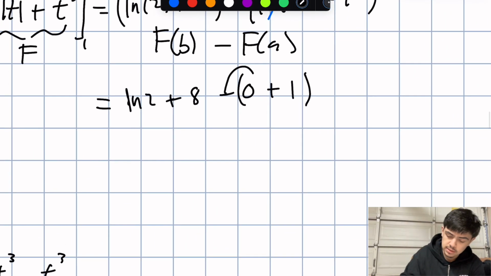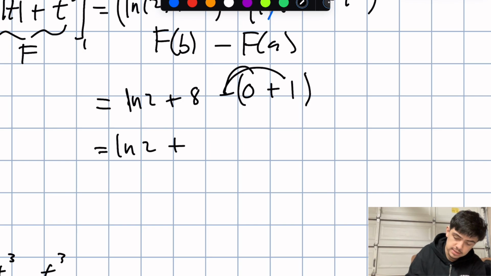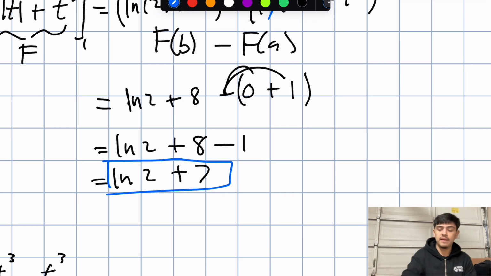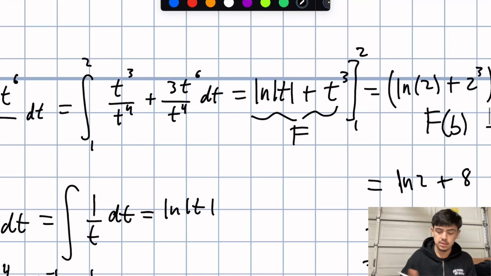So with the negative distributed, like always, you have natural log of 2 plus 8 minus 1, which is natural log of 2 plus 7. And that's the final answer. Sorry, let me make that look a little nicer. Boom. That's the final answer. Remember, no plus c's because this is a definite integral. We have bounds. There's no need to do plus c. With these integrals, we're calculating the area underneath the curve. The curve in this case was t cubed over t to the 4th, whatever.